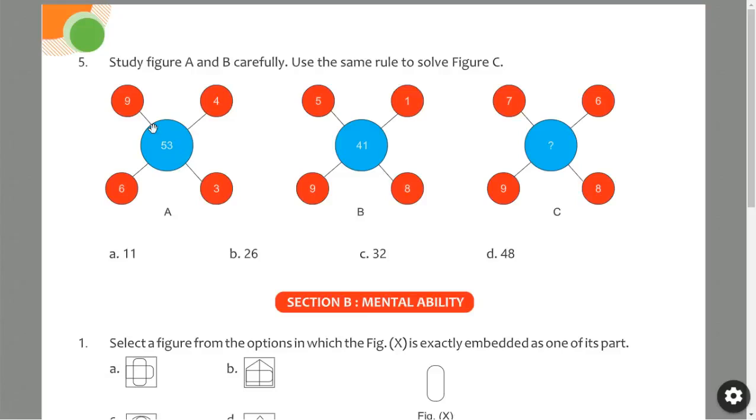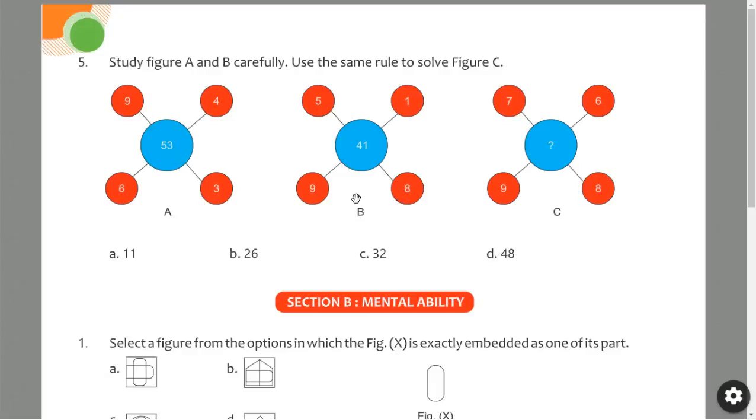First of all, let me see the logic. What is the logic they have applied in figure A? See here 9 and 4, and here 6 and 3. They have used the subtraction method. 9 minus 4 is 5. They have subtracted these two numbers, 9 and 4, and the answer is 5. 6 minus 3 is 3. So that answer is written here. 9 minus 4 is 5 and 6 minus 3 is 3, so 53 is written.